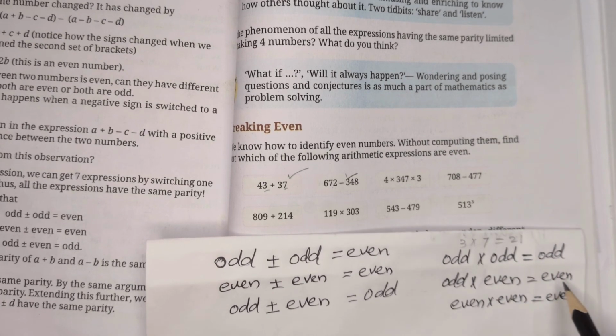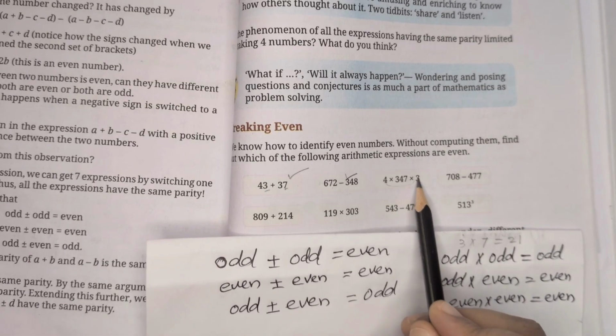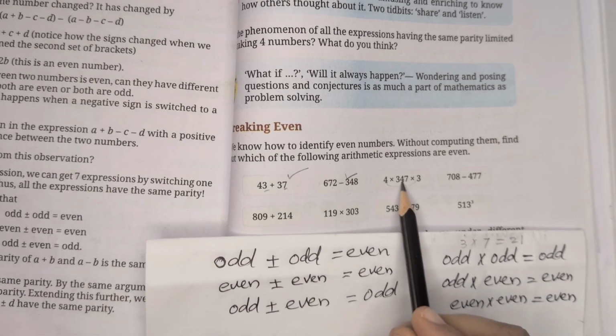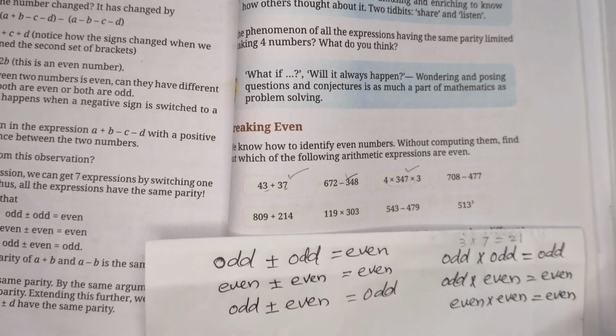Odd into even, take any number and you can check the rule. Odd into even, that will be even. Even into even, that also will be even. Now here 4 into 3, it's an even number. That into odd number, we will get odd into even, that means even.